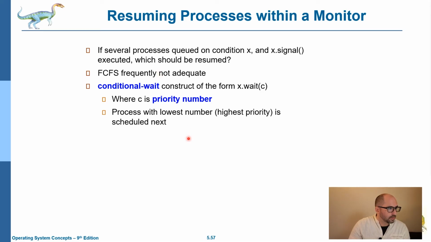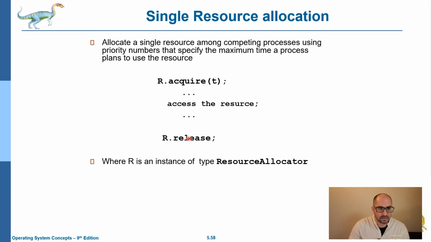So when we decide to resume a process within a monitor, there might be several processes queued on a condition, or there might be several that are waiting to enter into a function, and first come, first serve, or first in, first out may not be adequate. And so we might adjust our wait to take a condition, and that condition will be a priority. So in this case, the process with the lowest number is the highest priority, and that one's scheduled next.